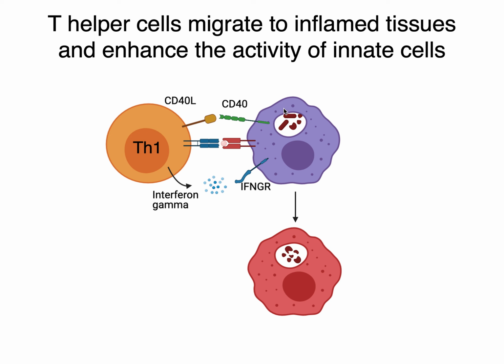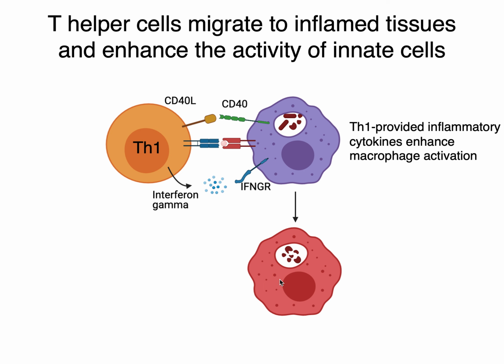So here we have a macrophage in an inflamed tissue. It has been trying to kill pathogens that it has phagocytosed, but when it interacts with this Th1 cell and is exposed to interferon gamma being produced by that Th1 cell, this macrophage becomes highly activated. When those inflammatory cytokines provided by the Th1 cell enhance macrophage activation, it will increase their antimicrobial function. So you can see this macrophage is now doing a much better job of destroying these pathogens within its phagolysosome, the pathogens that it has eaten up by phagocytosis.